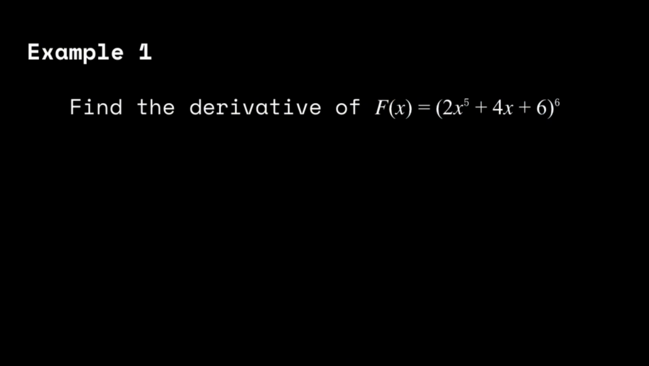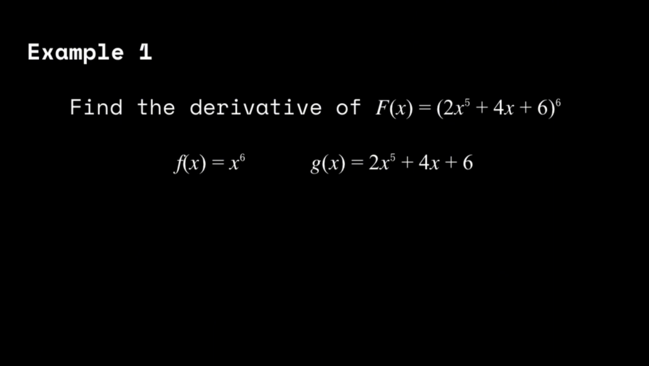My first step is usually to identify which is the outside function and which is the inside function. As you can see, f of x is our outside function and g of x is our inside function. After I have identified the two functions, then I'll begin to use my chain rule.